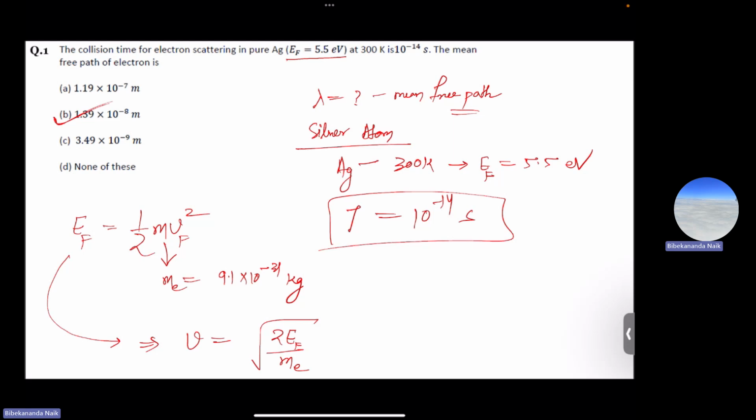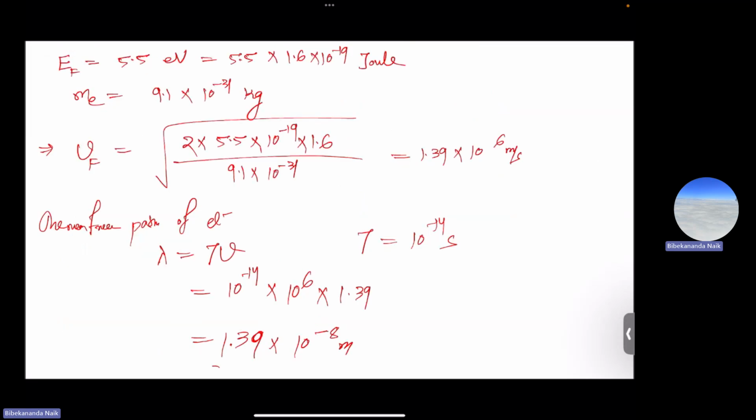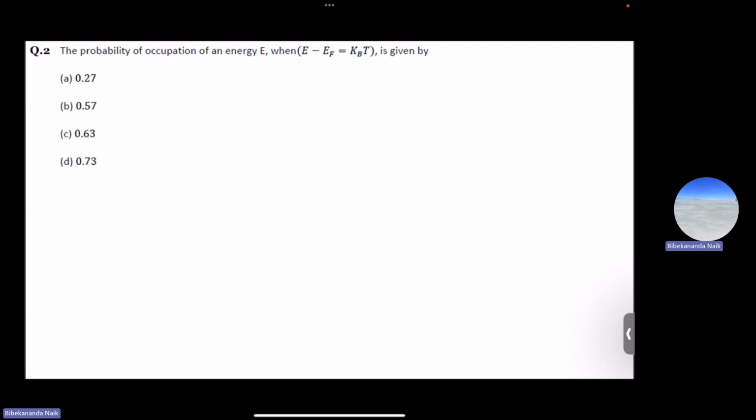So basically in this question, the Fermi energy was given to us. From that Fermi energy, by putting the formula EF equals half m vF square, we calculated the Fermi velocity. And since velocity and collision time are given, we can easily calculate the mean free path, which is the product of collision time and Fermi velocity. So the correct answer is 1.39 into 10 to the power minus 8 meter. So we'll move to the next question.